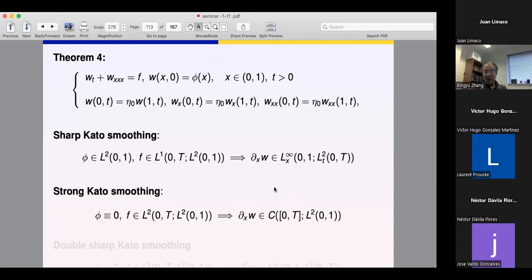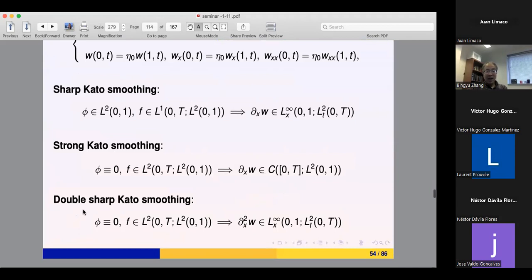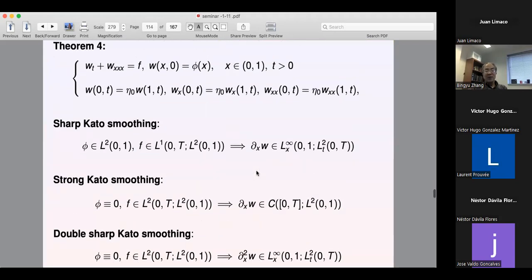This is continuous about time now. Okay. And then also you have double sharp Kato smoothing, and double sharp Kato smoothing. So if you can prove theorem 4, which is basically equivalent to propositions 1, 2, and 3, and then use the contraction mapping principle, you can get the results for the nonlinear case, theorem 1, theorem 2, theorem 3. So here, what we are left to prove is theorem 4.